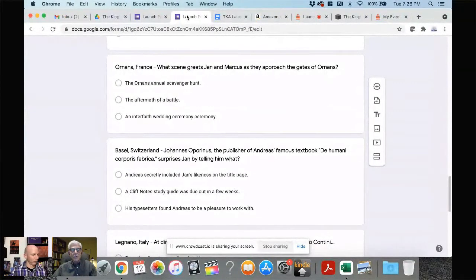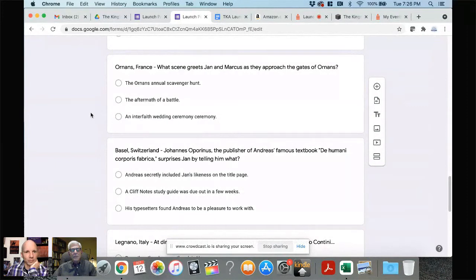So from Paris, Jan and Marcus travel to Ornans, France, where Jan's good friend, Cardinal Antoine de Granvelle, lives. And as they come over a hill and they see the gates of the town, they saw something else. They did not see a scavenger hunt. I don't think scavenger hunts came around quite at that time.